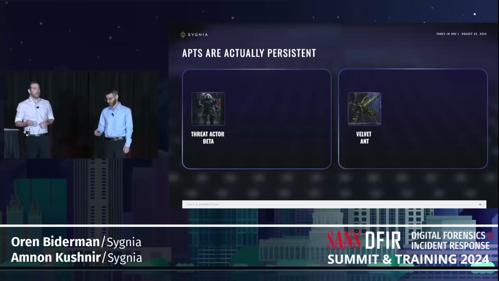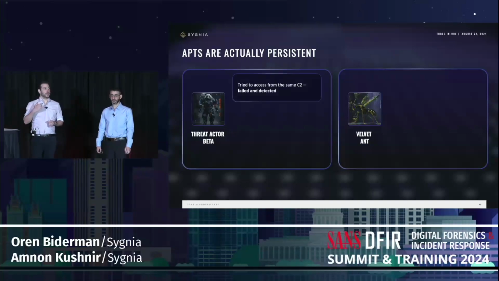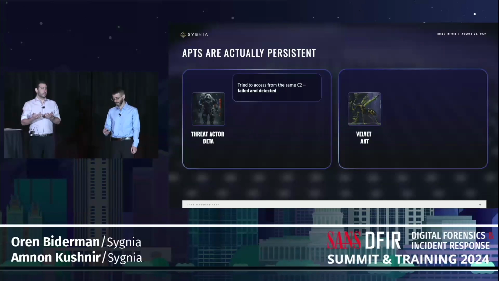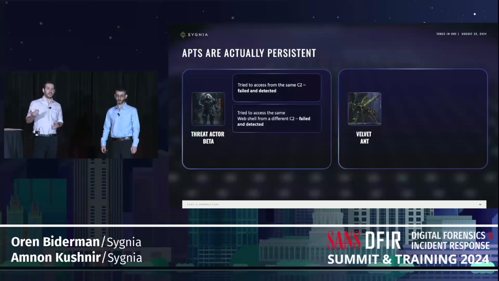Threat actor beta, post the kill switch, tried to access the web shell from the same C2. However, the web shell was deleted as part of the kill switch, and it was detected by our monitoring, so it failed. Next, they tried to access the same web shell from a different IP address. They still were not really aware of what exactly happened. It failed since the web shell was deleted, and it was detected by our monitoring.